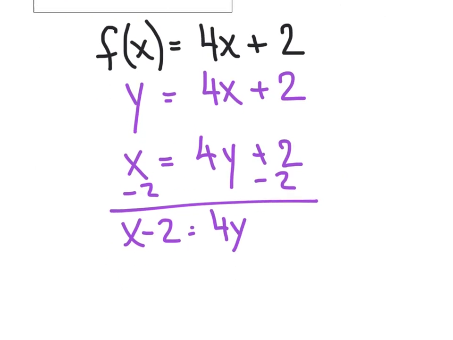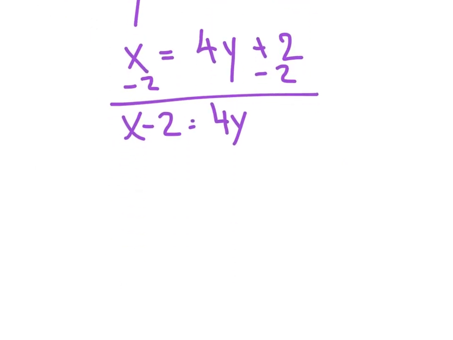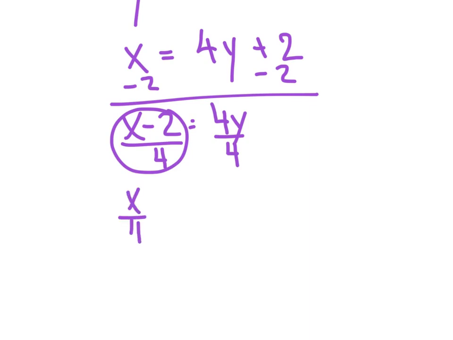And then I'm going to divide both sides by 4. Divide by 4, divide by 4. And as I'm cleaning up the left side, I'm going to use what we called, I think on our first or second video of the year, the distributive property of division. I'm going to break this big fraction up and say x divided by 4 minus 2 divided by 4 equals y.